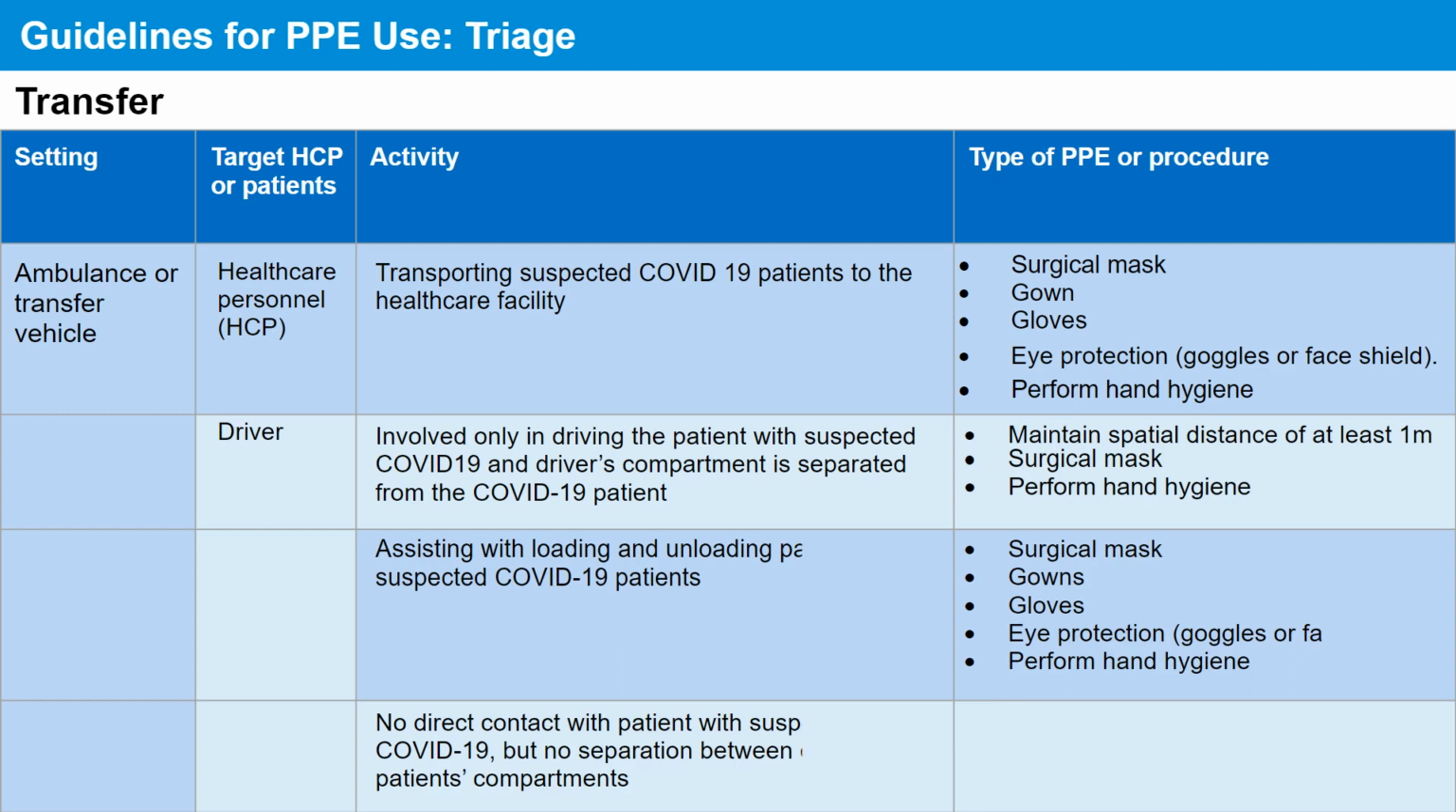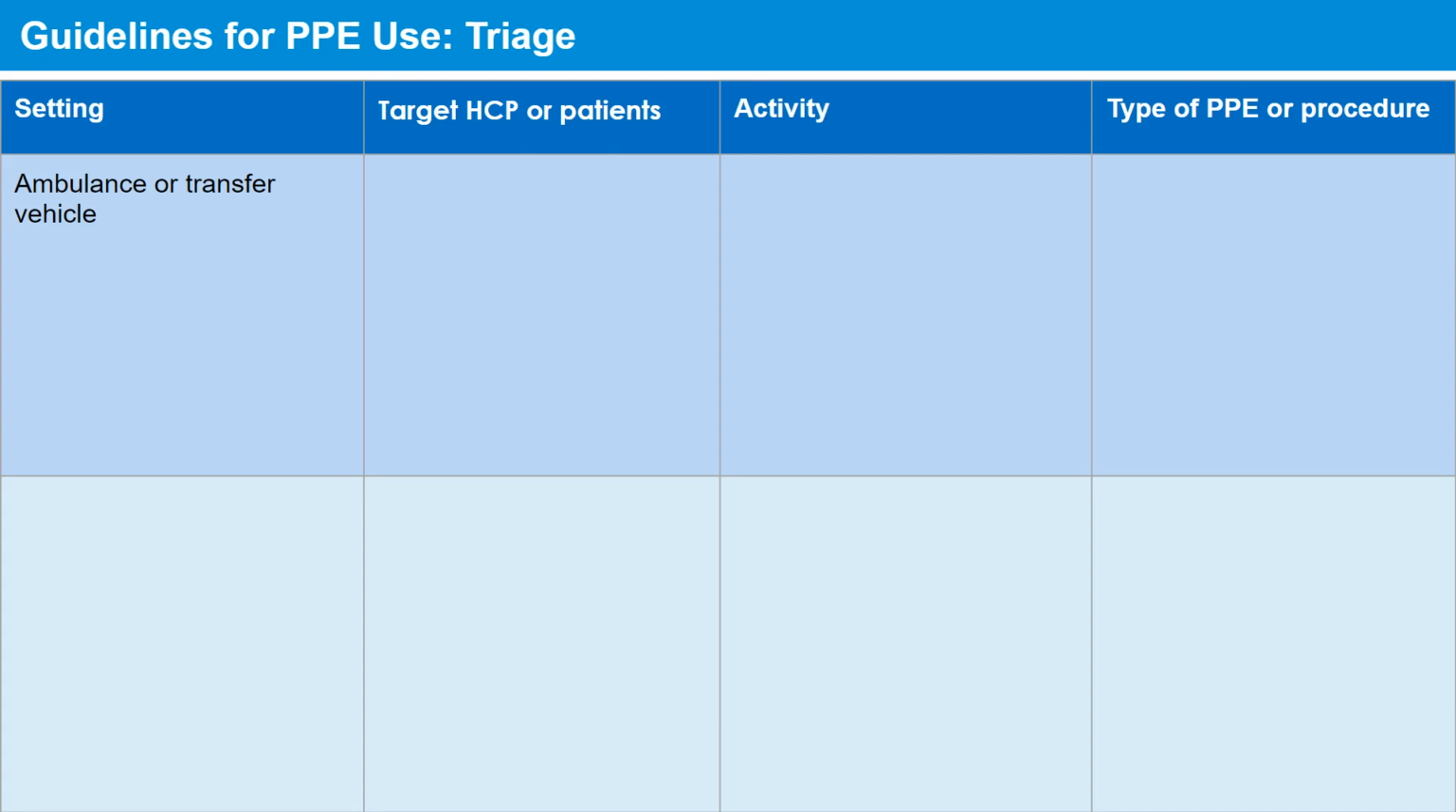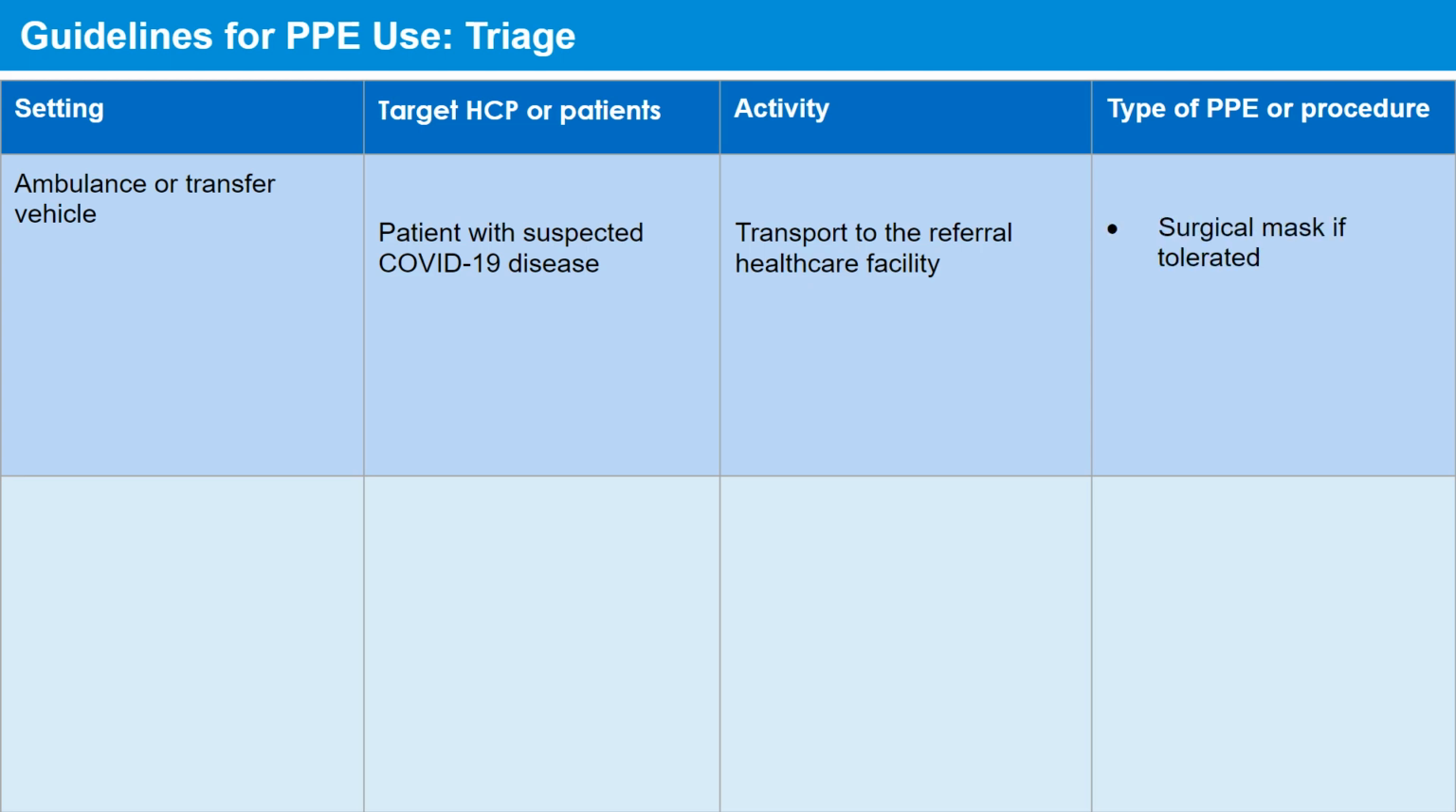Note that the driver's compartment should be separated from the COVID-19 patient. Drivers who have no direct contact with patients with suspected COVID-19 but no separation between drivers and patients' compartments should wear surgical masks and perform hand hygiene. In an ambulance or transfer vehicle setting, patients with suspected COVID-19 disease who are being transported to a referral healthcare facility should wear surgical masks if tolerated and perform hand hygiene.